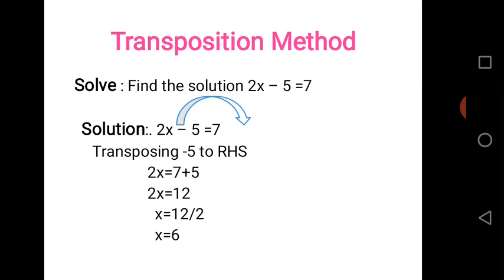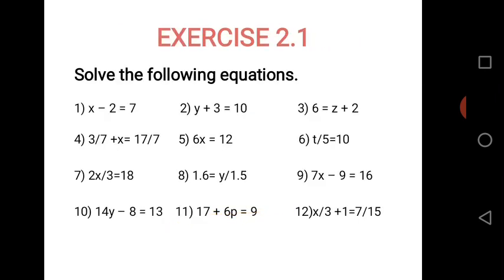Now x is the variable in this problem. So we need to find the value of x. Then the coefficient of x is 2. That one also we have to transpose to RHS. When you shift 2 to RHS, it comes in division. So x is equal to 12 by 2, means x is equal to 6.